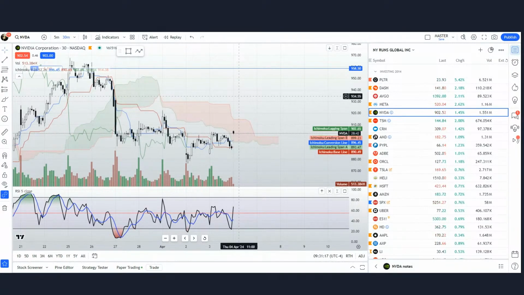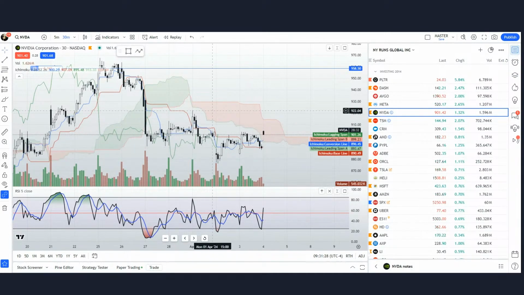Now, patience, patience is the key. You see, right here, this is the level, this is NVIDIA, this is the cloud, so you have a better understanding.